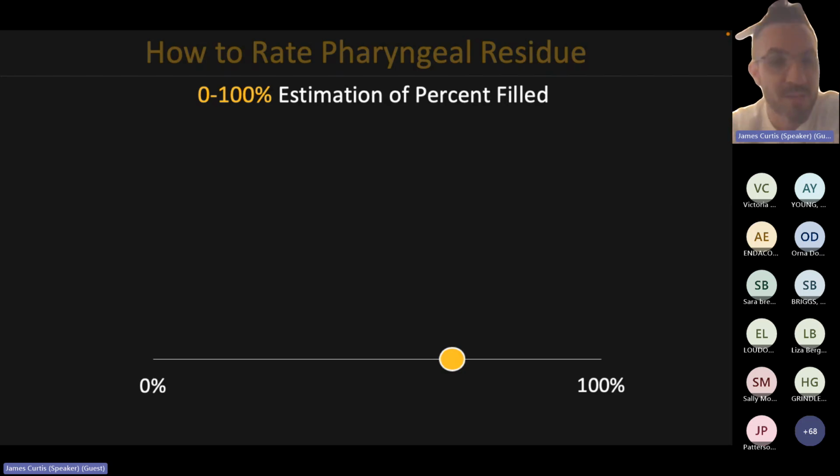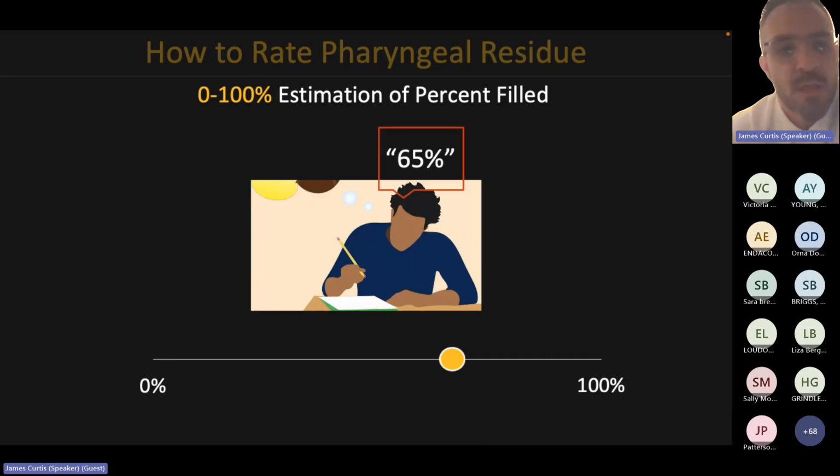Likely in large part because in order to do the visual analog scale, people were thinking of a number and they were trying to match it to the scale. So we actually are kind of cutting out a step, I think. So if you ask yourself the question, how full is the vallecula with oropharyngeal residue, you would say 30% or 35% or 33% or like whatever percentage you think it's full.